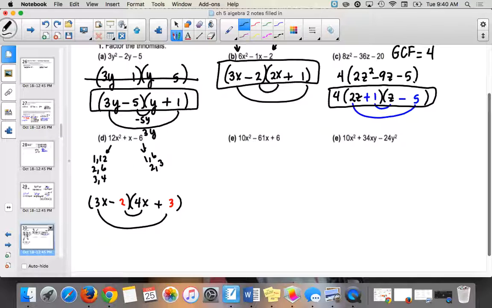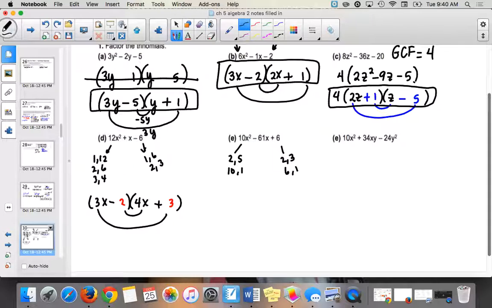All right, next one, 10x squared minus 61x plus 6. Are you seeing it before you even start the problem now? No? Not so much? All right, so for this one I have 2 and 5, but I also have 10 and 1. For this one I have 2 and 3, and I have 6 and 1. Okay, that is a big number in the middle, the 61. It's kind of hard to get.